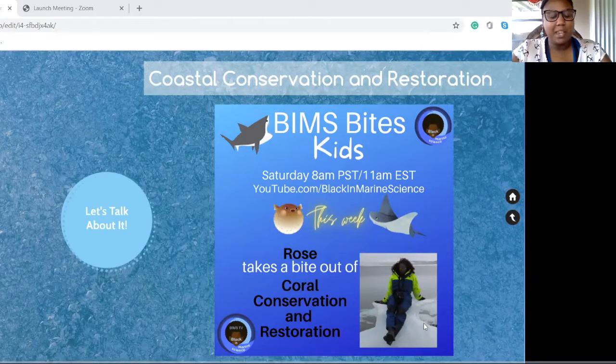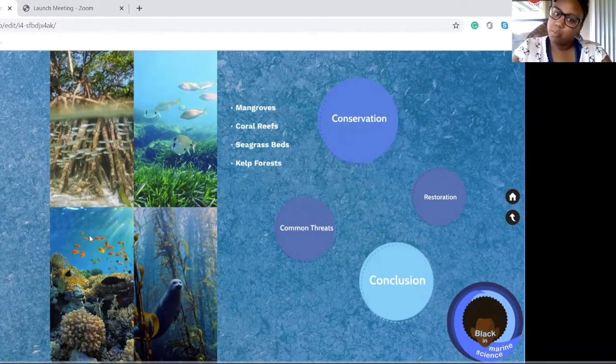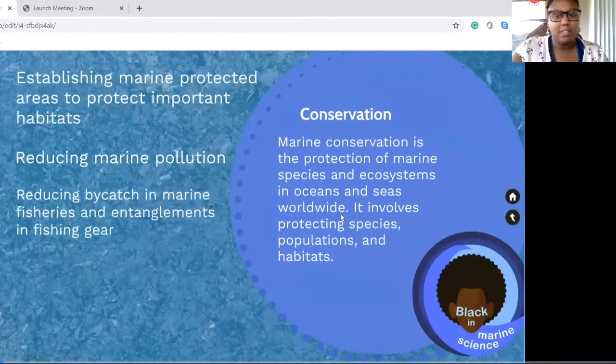And today, we'll be taking a bite out of coastal conservation and restoration. So let's talk about it. First of all, let's talk about some of our most prevalent ecosystems, especially near our coastal communities that are by the water. These include our mangrove forests, our coral reefs, our seagrass beds, and our kelp forests. All of these ecosystems are very important, especially because a lot of them act as nurseries where sometimes fish come to breed and leave their young, and they spend out their juvenile life in these ecosystems before they move out into the open sea. So let's talk about conservation and restoration, because they're not exactly the same thing.